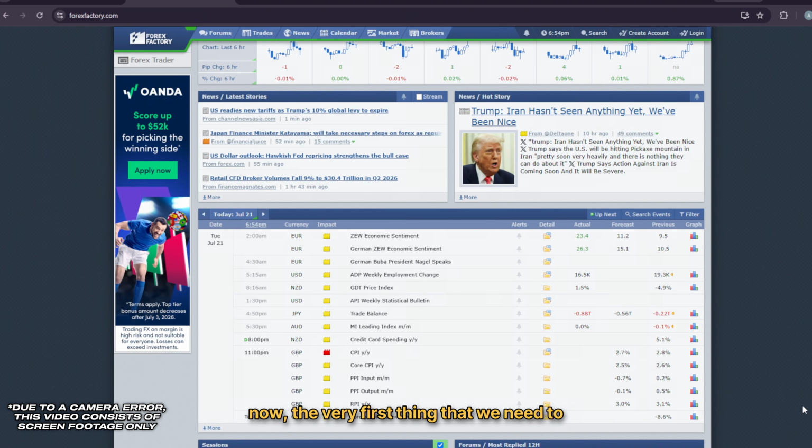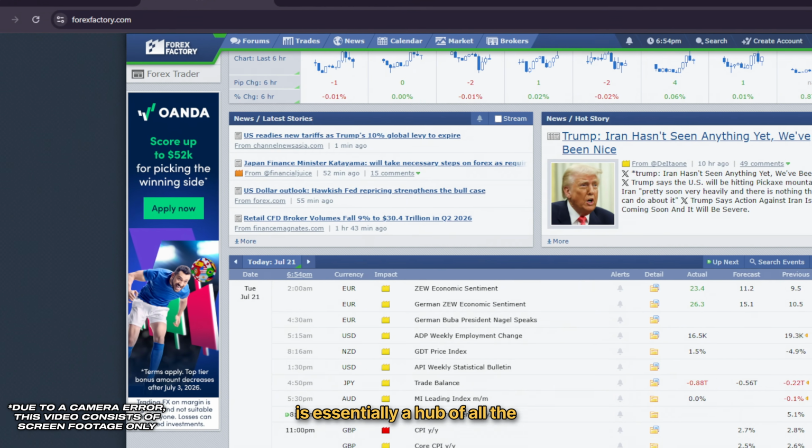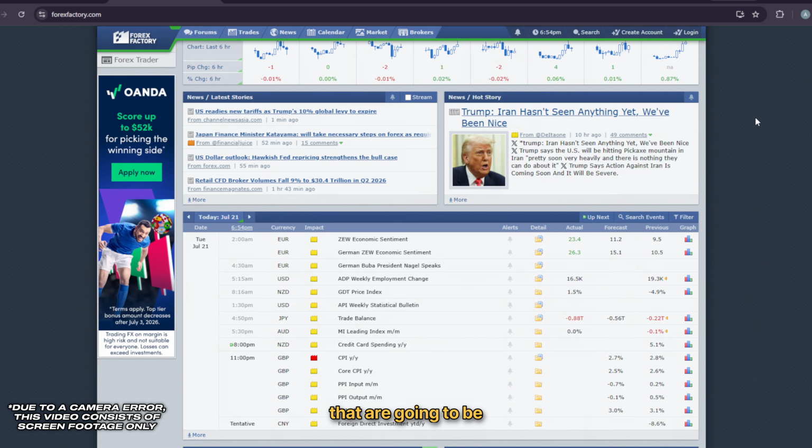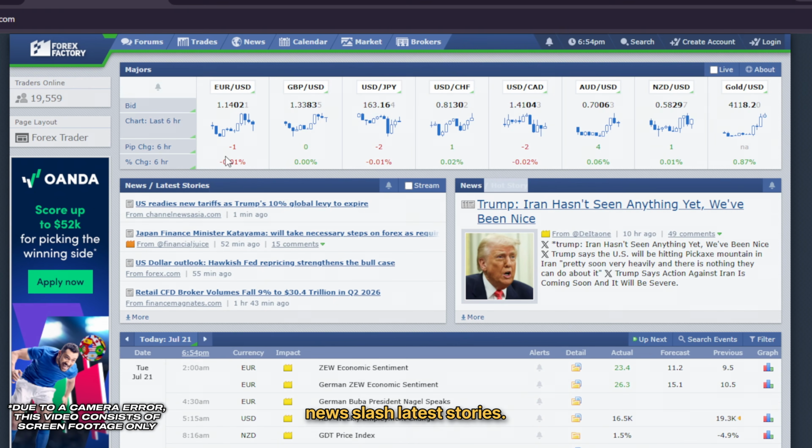Now, the very first thing that we need to do when we're trading is actually identifying what we should be trading. So the first step is going to forexfactory.com. And if you guys don't know, Forex Factory is essentially a hub of all the fundamental data releases that are going to be going on in the markets. Now, you guys can see over here, we'll have some news, as you can see up here, news/latest stories. It'll show you all the currency majors and everything, how much they've changed over the last couple hours.